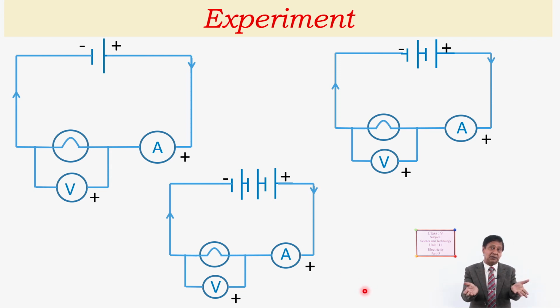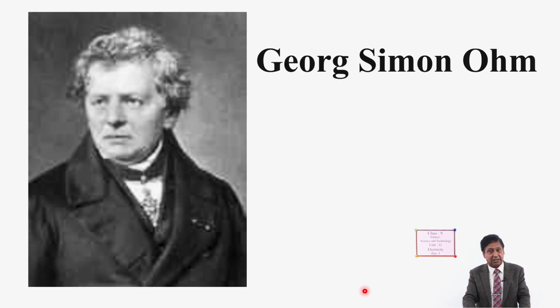Actually, what we are doing from the beginning is that we are going to establish the relationship between the potential difference and current. This experiment was first done by a person called George Simon Ohm. He was the scientist who first established the relationship between the potential difference and current, and now we are following him. According to his experiment, we are going to verify the same thing.